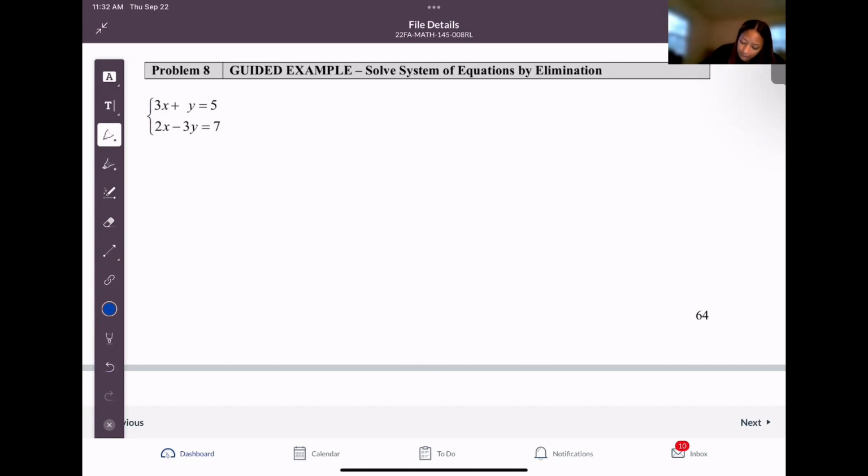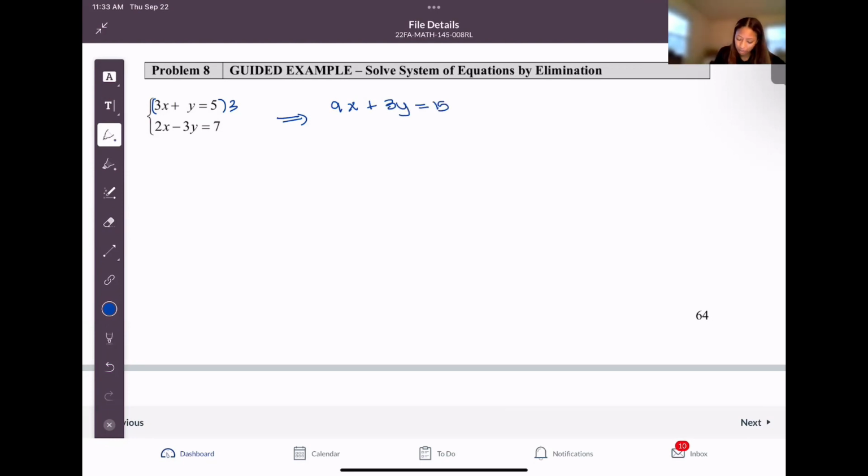If I multiply this first equation by +3, then my expressions with y in them will have opposite coefficients. I would end up with, and we have to multiply everything, 9x plus 3y equals 15.